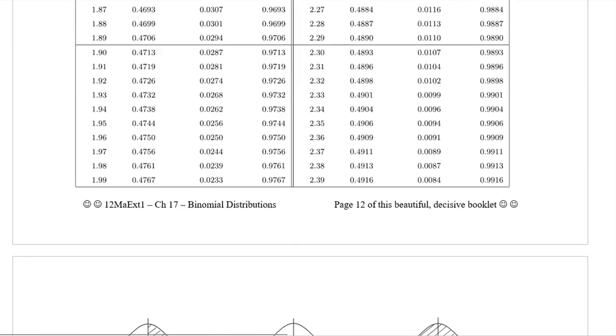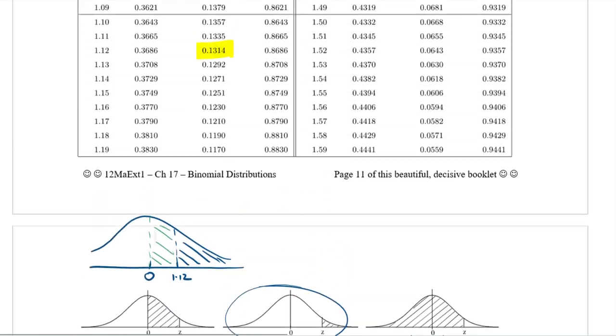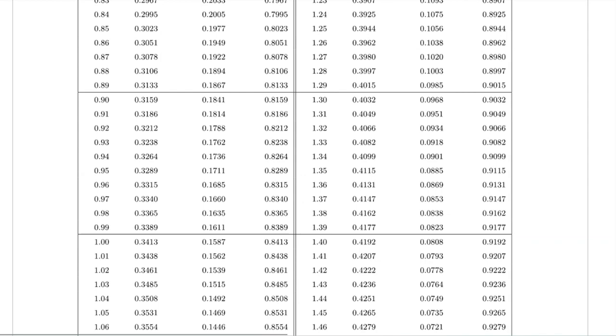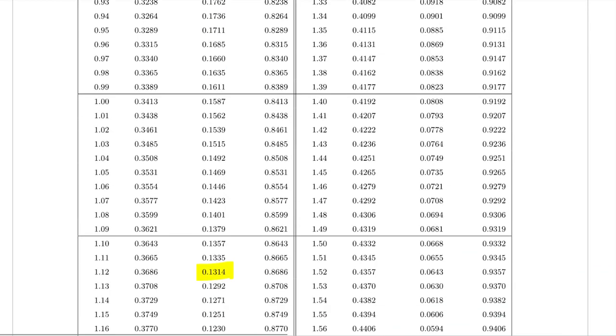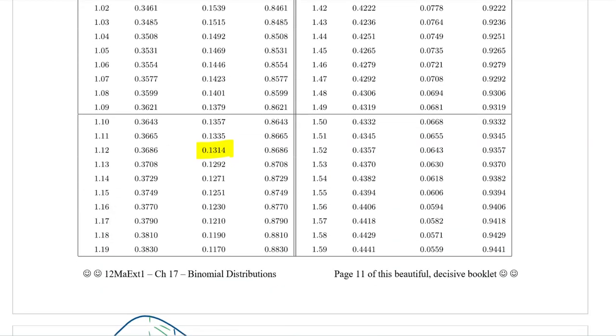1.12, where's my 1.12 again? Because it was the same number as the last one. Here's my 1.12, but this time I want the mean to the Z score, which means I'm going to use that one. Yeah, the green one. Does that make sense?